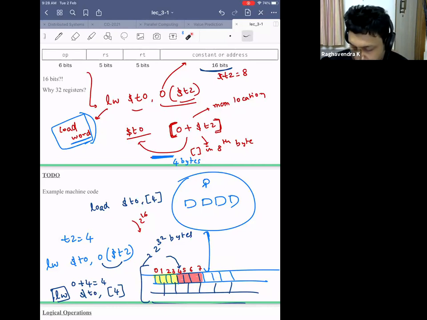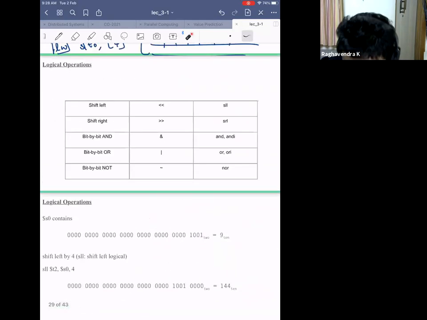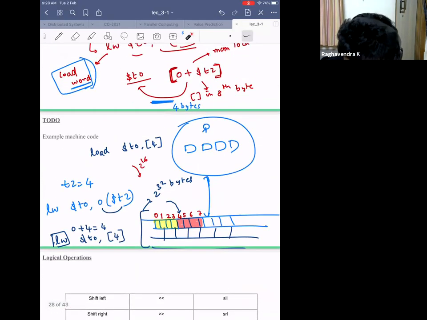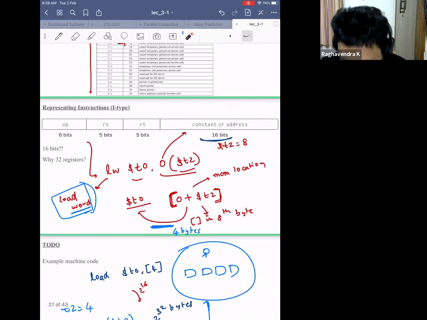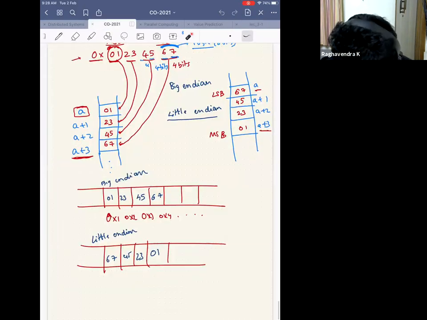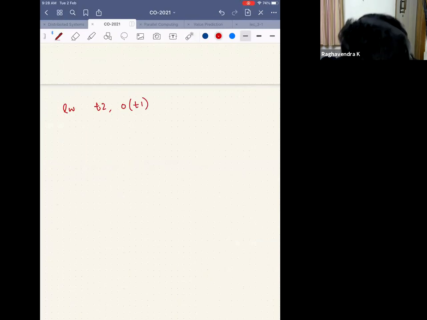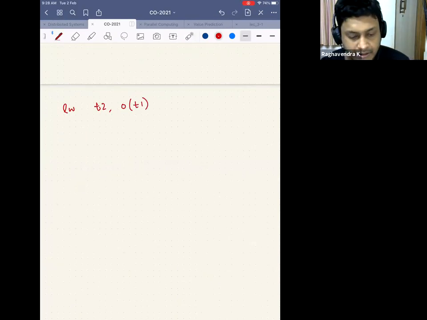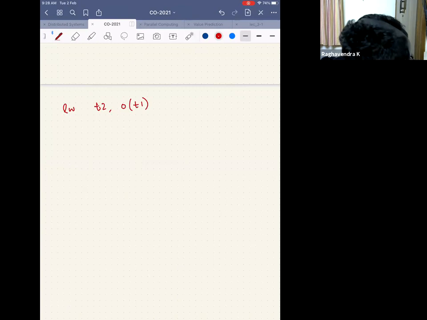Okay, so I'll repeat the question. I hope everybody is understanding that. What do I have? An instruction which is called load word, whatever that register is. So let's say T2, 0, whatever T1. So this is one of the instructions.